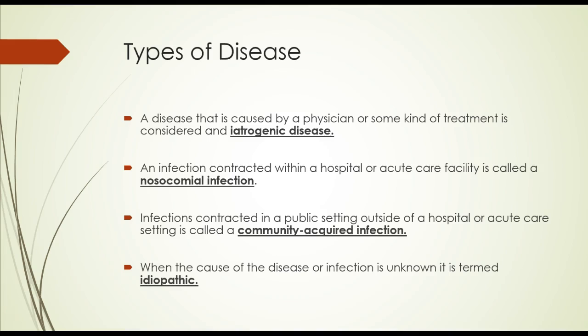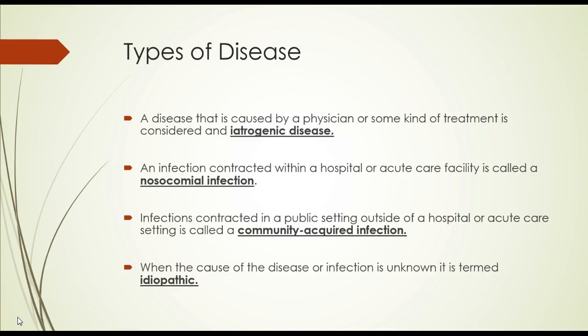With regards to types of diseases, there are 4 that I want you to be familiar with. The first one is iatrogenic diseases, and these are diseases that are caused by a physician or their treatment of the patient. So that's iatrogenic disease. A nosocomial infection is an infection that is started by being an inpatient at a hospital or acute care facility. That is considered a nosocomial infection. The most common nosocomial infection is a urinary tract infection, and usually that is associated with Foley catheters.